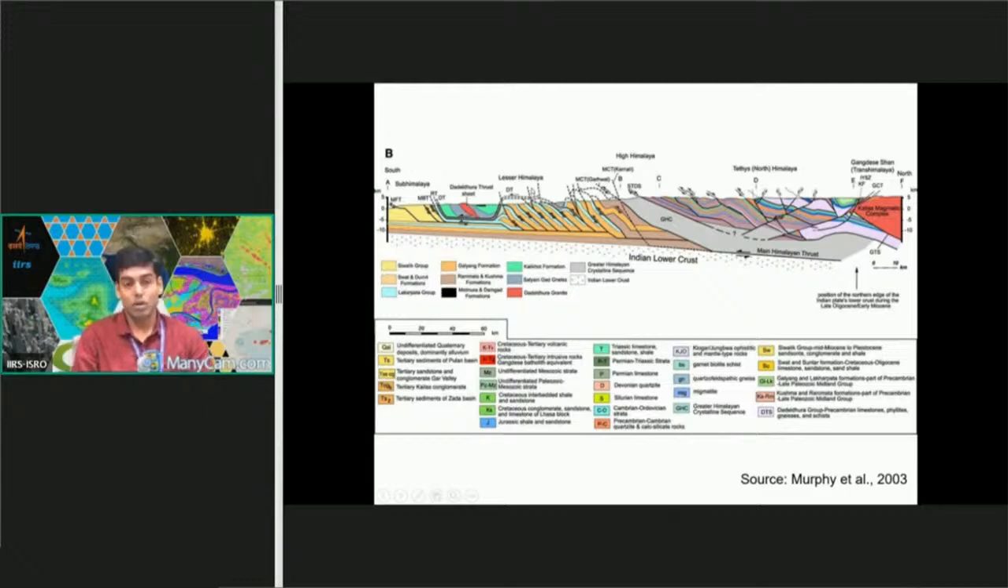So we have to estimate precisely the strain and crustal deformation to know what is the present scenario in the MBT and HFT.